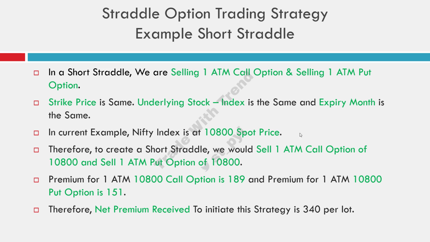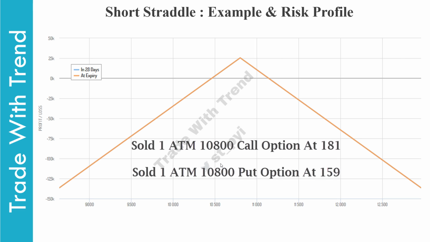Now, if you recollect, when we were discussing long straddle, we had paid a net premium, whereas since we are short selling a straddle, we are receiving a net premium to create this particular strategy. In our case, lot size of Nifty is 75 and we get 340 rupees per lot. Therefore, to initiate this particular strategy, we would be receiving rupees 25,500. I hope this particular point is clear. So this is the basic risk profile chart for a short straddle.